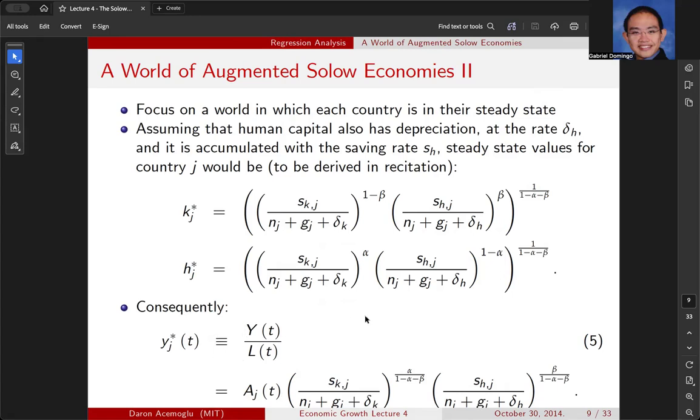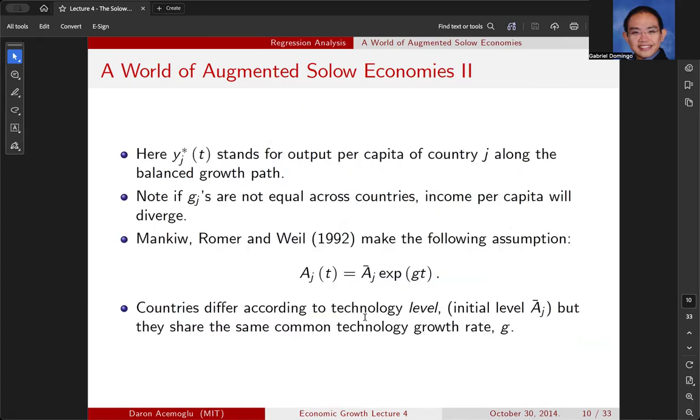Next slide. Right, so we know what Y star is. That's the output per capita along the balanced growth path. They make an assumption on technology, right? A_j is just A bar_j. So each country j will have a different average TFP level, but all countries will be growing at the same rate g. So A bar here will shift up and down, up and down.